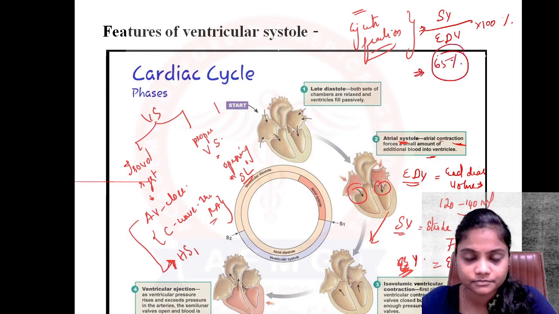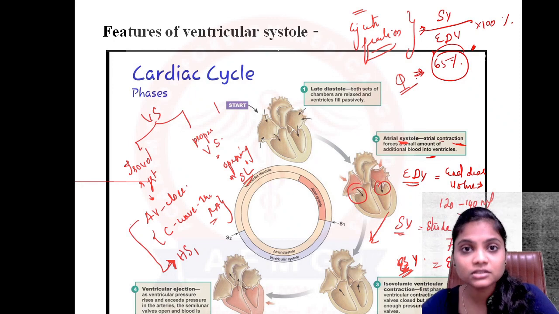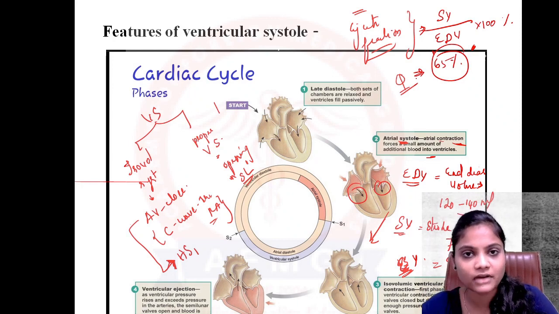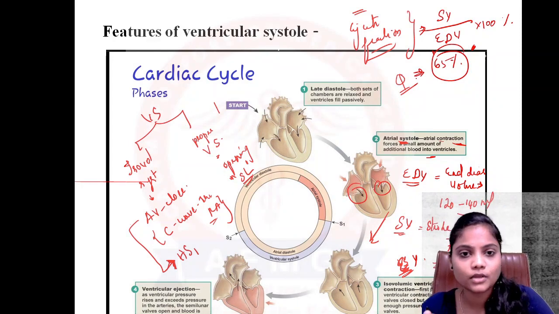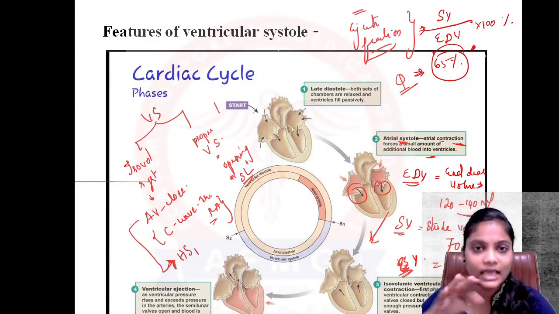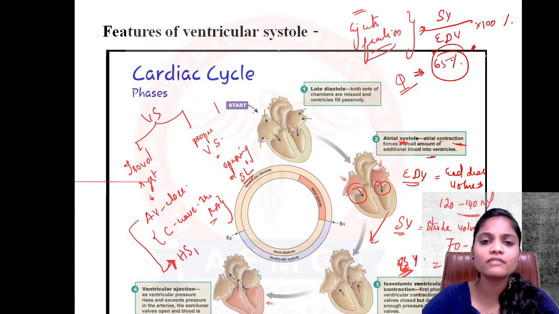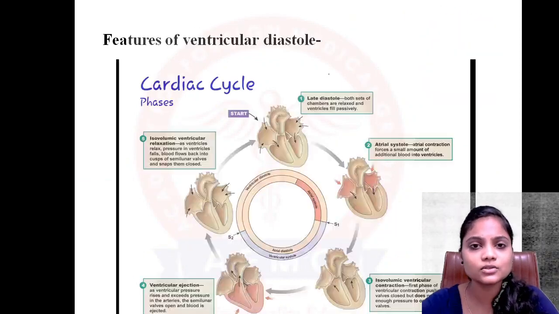Very important question. If there is less than 65% ejection fraction, then the perfusion and the cardiac pumping function of the heart is very low. These are the two things which are happening: in your isovolumetric systole, AV will be closed, then SL will be open. The vice versa happens in your ventricular diastole.